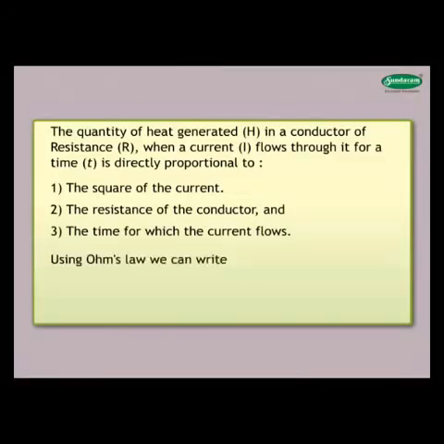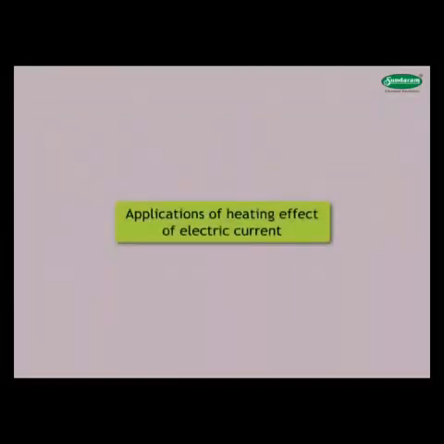Using Ohm's law, we can write H equals I squared R T upon 4.18 calories, equals V squared T upon 4.18 R calories, equals V I T upon 4.18 calories. Let us look at the applications of the heating effect of electric current.